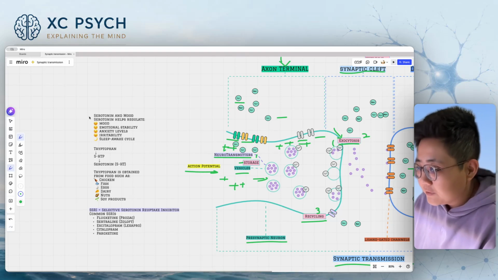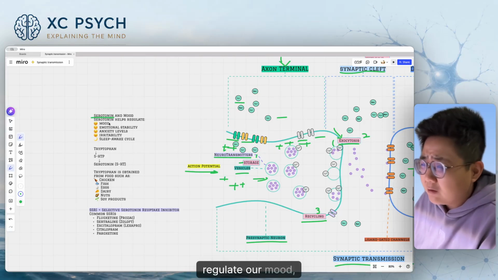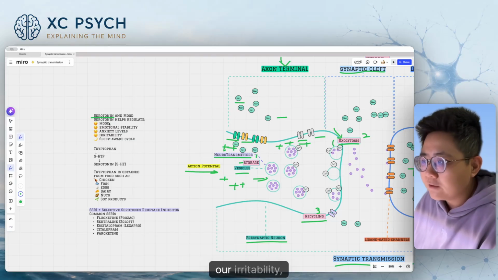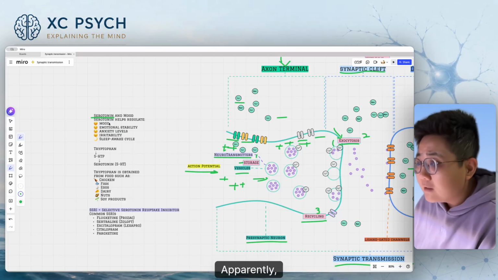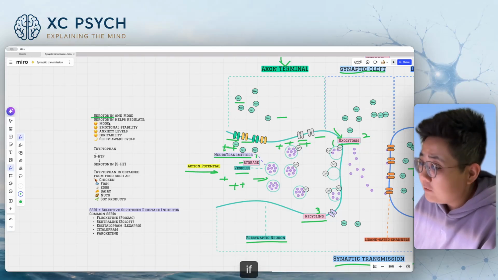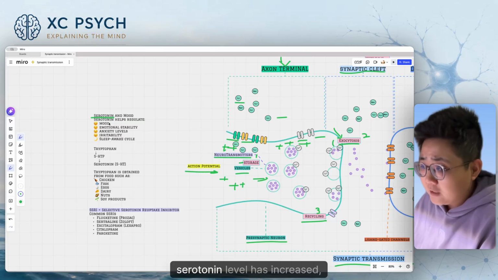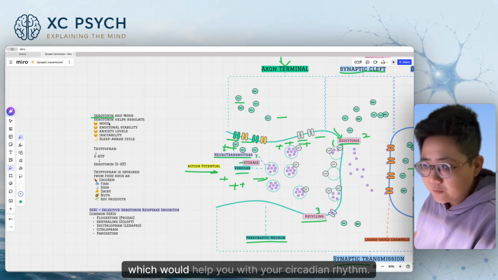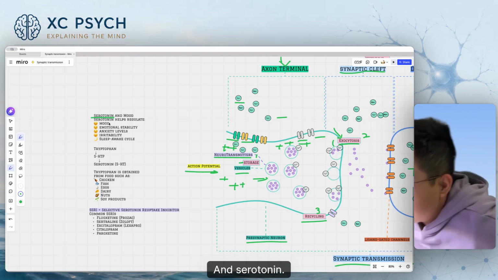Let's talk about serotonin. And so serotonin is a neurotransmitter that helps regulate our mood, our emotional stability, our anxiety levels, our irritability, and our sleep-awake cycle. Apparently, if your serotonin level has increased, that'll also help you increase your melatonin level, which would help you with your circadian rhythm.